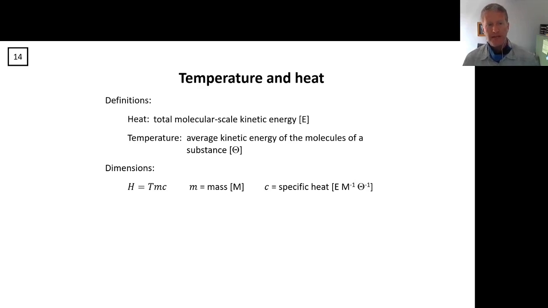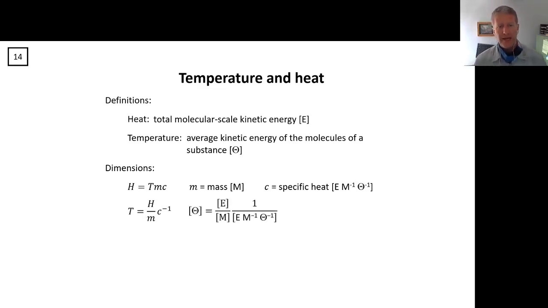So we can rearrange this relationship to think a little bit more carefully about what temperature might mean. If we've got the heat in the substance over the mass of the substance times the inverse of the specific heat, we can write out the dimensions of each of those variables: capital theta, E for heat, M for mass, and then the rest of that equation for specific heat.